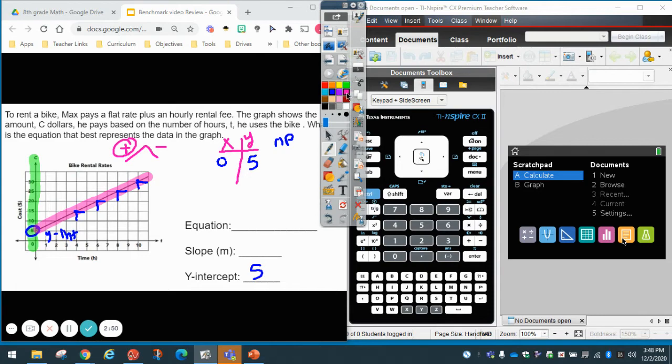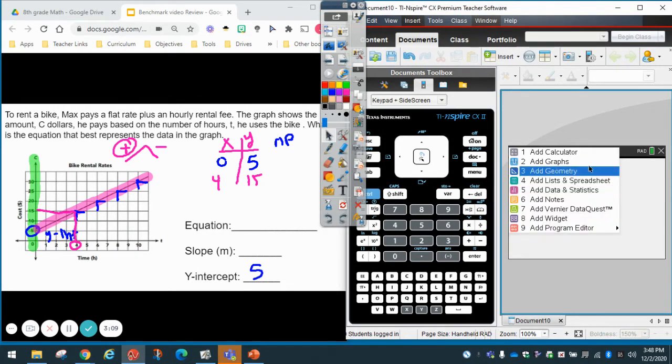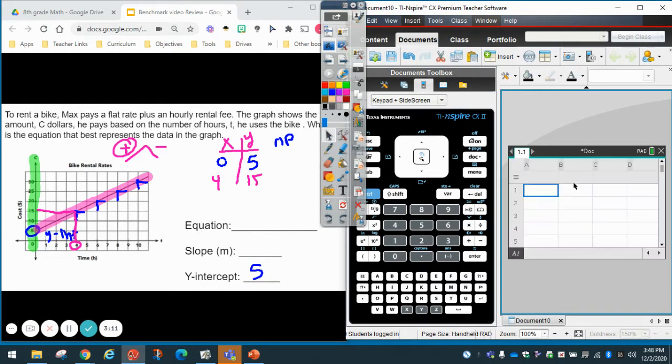So now I'm going to pick one of these lovely points over here. I am going to pick this one right here. So I have 4 and 15. From here, we have created a table. So we're going to go to new document, and we're going to go to Lists and Spreadsheets. I did have a video that I made prior to this. I'll leave it in the link above if you want to see it.